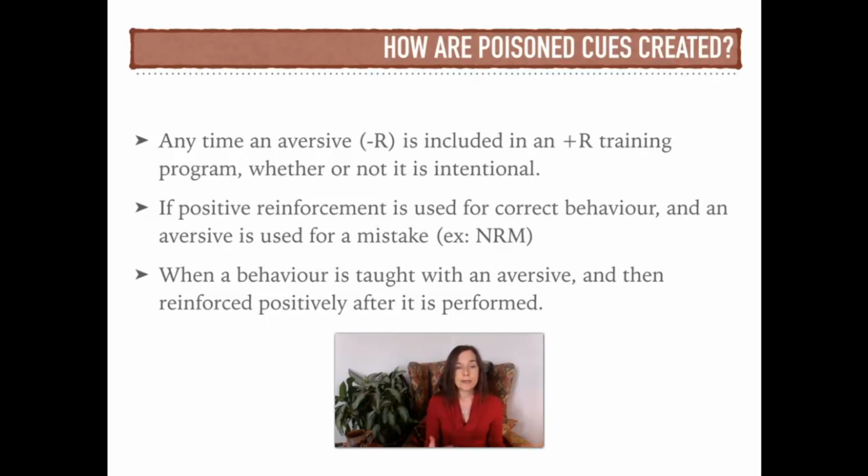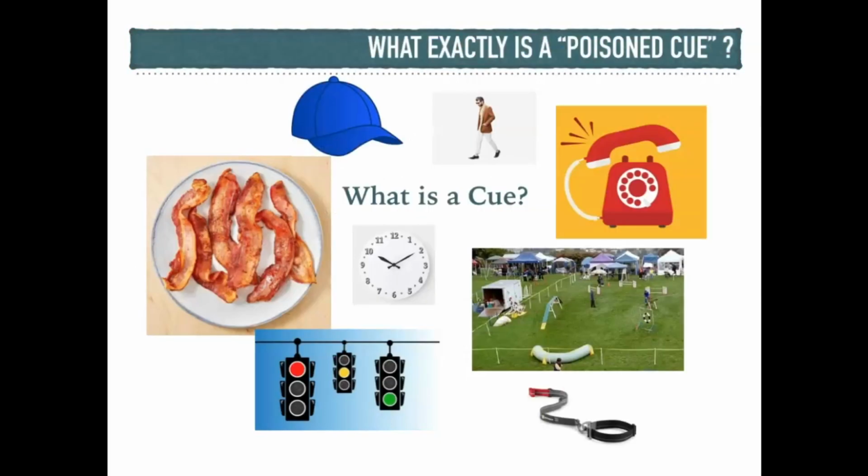There are so many different ways that our dogs can feel a certain level of aversiveness to the training setting or to the experience of training that we are not aware of. That's why I spent so much time going over all the different possible cues in our dog's experience that we need to become aware of, because when we want to fix a poison cue, we need to figure out what exactly is contributing to the poisoning.